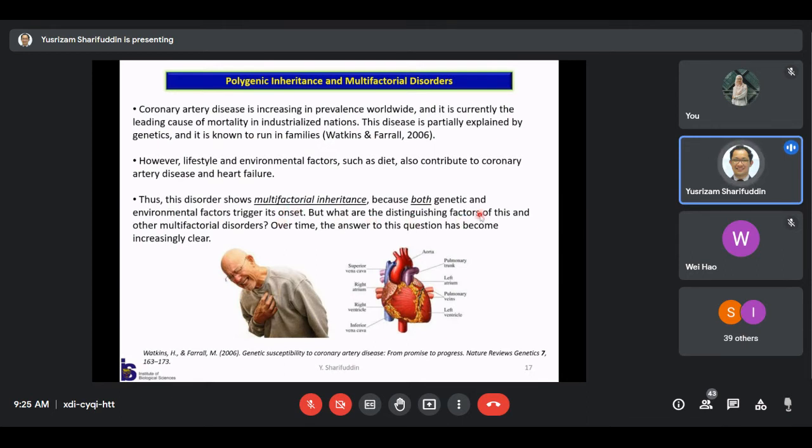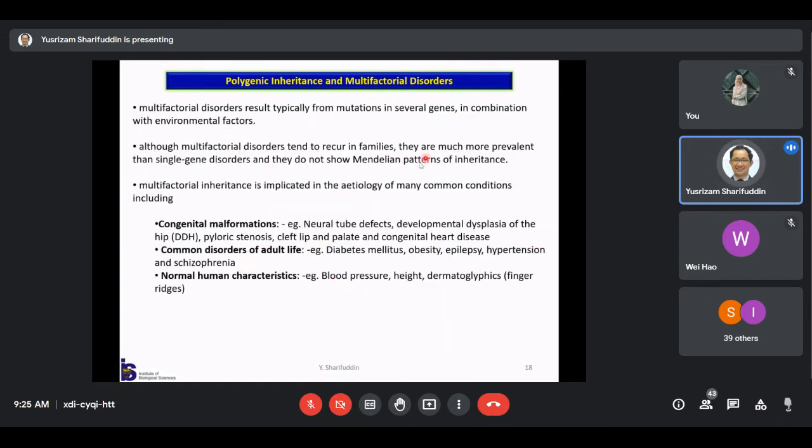But what are the distinguishing factors of this and other disorders? Over time, the answer to this question has become increasingly clear. Multifactorial disorders have mutations in several genes in combination with environmental factors. We looked at an example last time: you always have interactions between genes and other genes, and also interactions between genes and environment, when you have a trigger from the environment that actually triggers that disease.